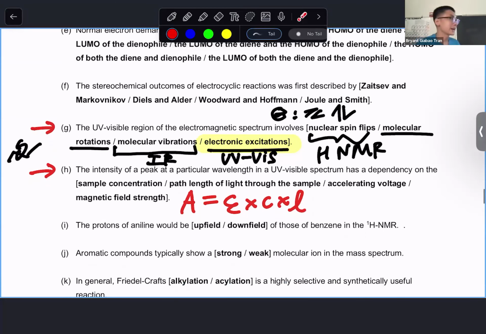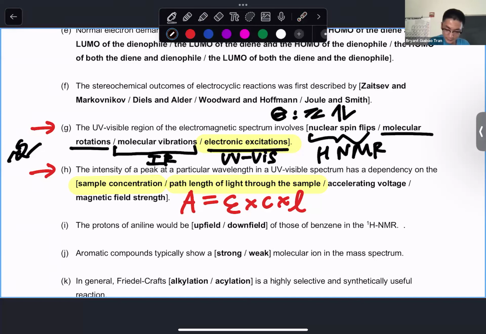What did you guys get for H? What factors influence the intensity of a peak in the UV vis? Oh, path length. Oh yeah, right. Path length of light and sample concentration. Both of these factors will influence the intensity of the peak.